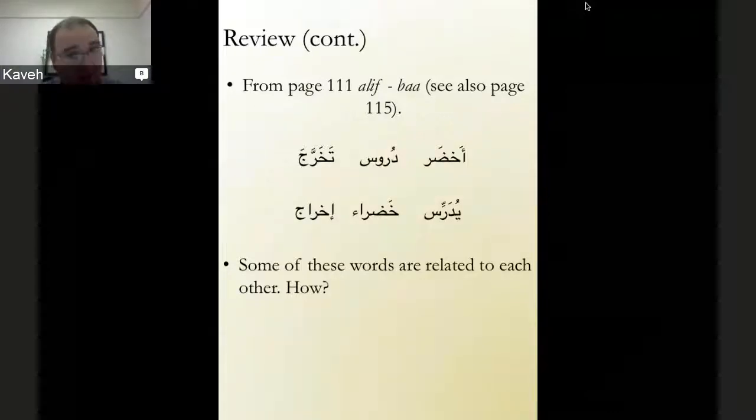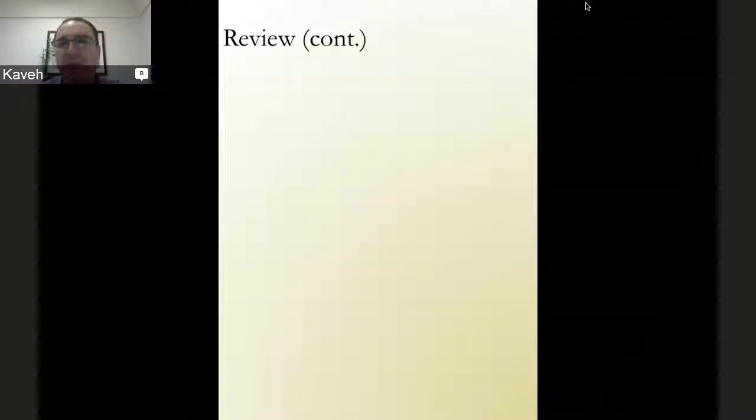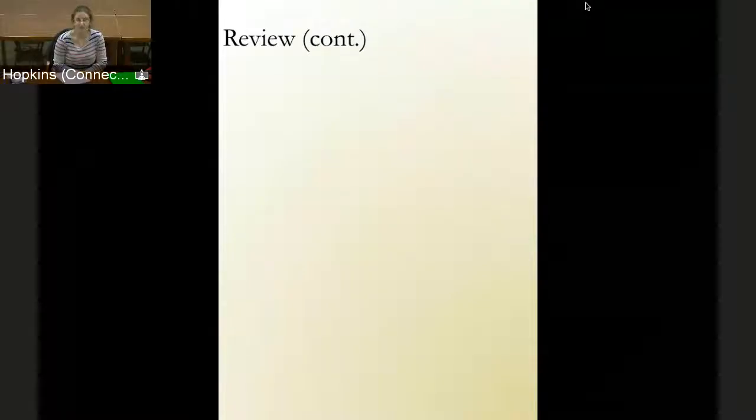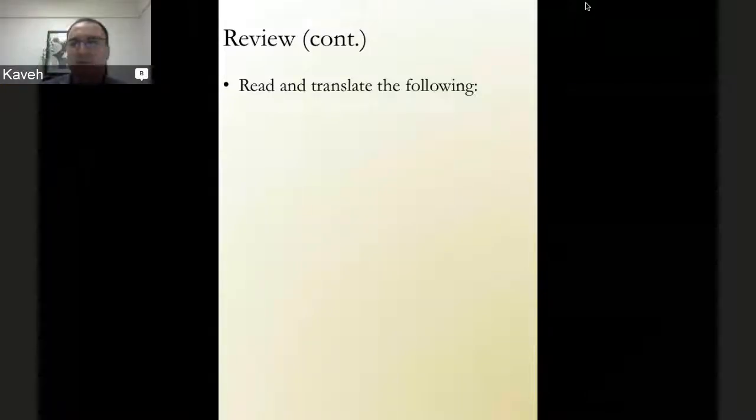All right, so now we're going to move out of the root system, but we'll have plenty of opportunity to talk about this in future lessons. But everyone is happy with the idea of three root letters identifying the word as belonging to this family of words. The letters are important, and the order in which they appear is also important. Are we happy with that? Yes. Okay. All right, so now we have about 25 minutes.